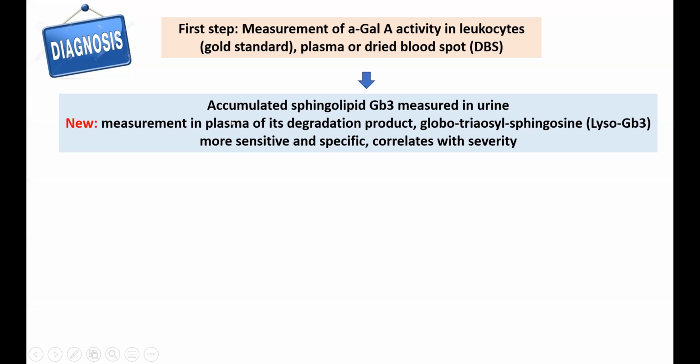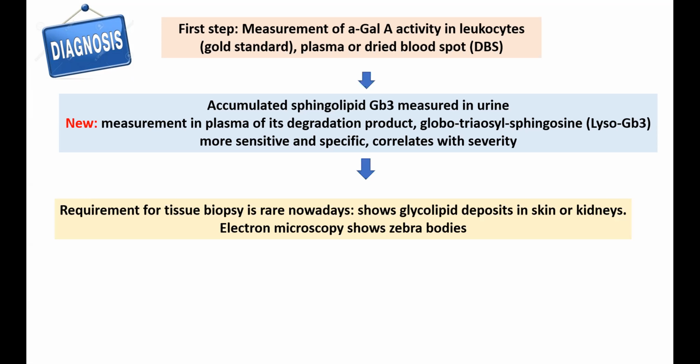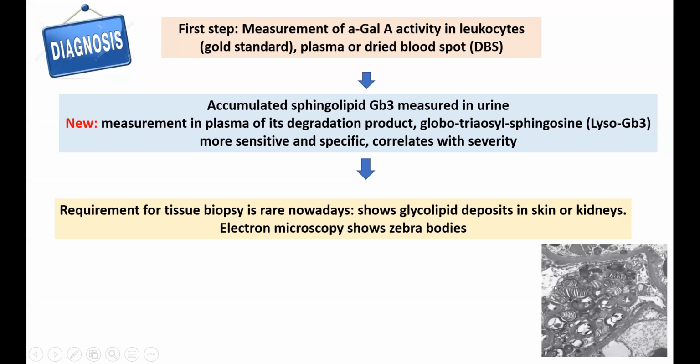Now, measurements in the plasma of its degradation product, lyso-Gb3, is used as a biomarker because it is more sensitive and specific, and it also correlates with disease severity. Now, tissue biopsies are rarely done nowadays. If you do it, then you can look for glycolipid deposits in the skin and the kidneys. And electron microscopy typically shows these zebra bodies. So you can see this lysosomal accumulation leading to this zebra skin-like appearance.